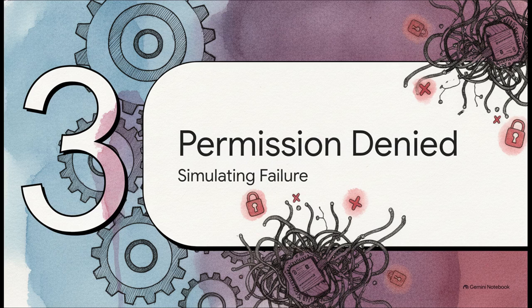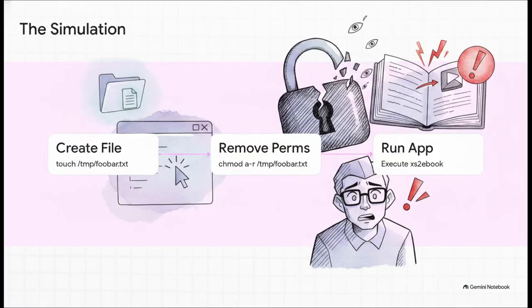Section 3, permission denied. To test this exact assumption, Ang decides to simulate a real-world system failure by setting up a brilliant little trap in the terminal. First, they create a dummy file using touch /tmp/foobar.txt. Second, and this is the vital part, they deliberately remove all read permissions from it using chmod a-r. Then, for step 3, they run their X2 ebook console app directly against this totally unreadable file just to see exactly what ExceptT is going to do.